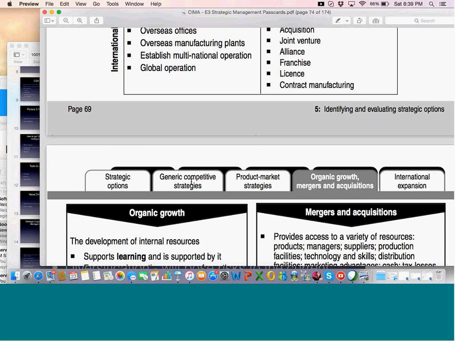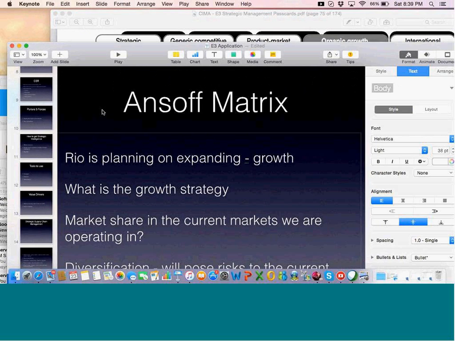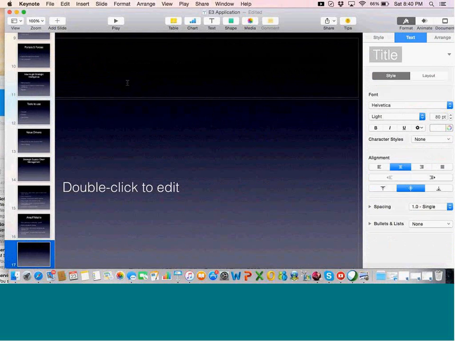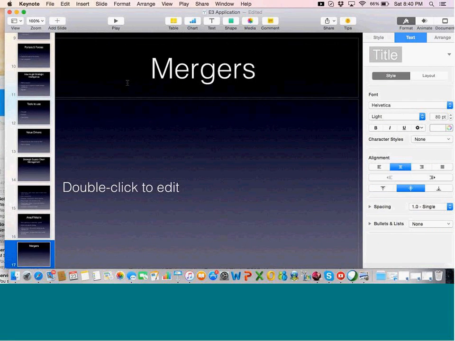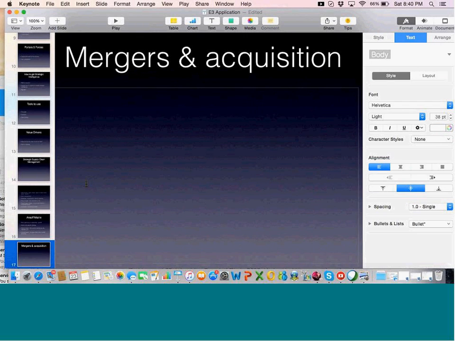I won't go through too much in these ones, because we covered growth. Now, mergers and acquisitions. Typically the company may decide to merge with another company in another country. So what should we take into consideration in a merger scenario? What approach do you take first?